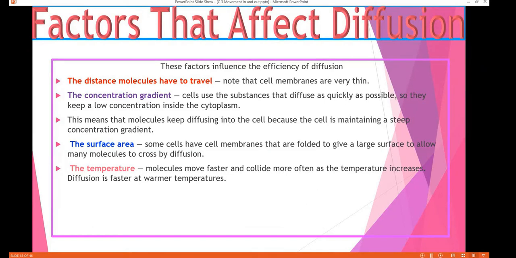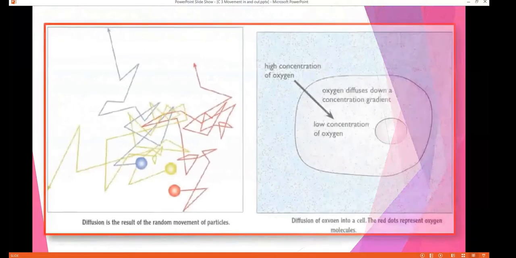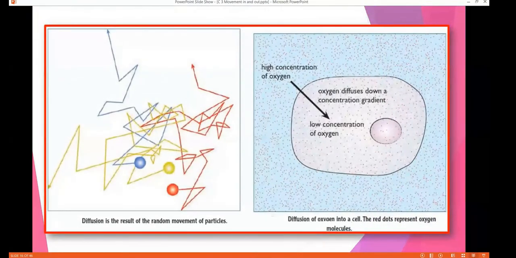Then again, the temperature also plays an important role. Molecules move faster and collide more often as the temperature increases, and diffusion is faster at warmer temperatures. Okay, so when the temperature is high, the diffusion becomes faster. Alright, so now, this is the picture we have in our textbook as well, showing the diffusion of the molecules. You can see the diffusion is a result of random movement of particles, and it happens from high concentration from the outside the cell over here to the low concentration to the inside of the cell.